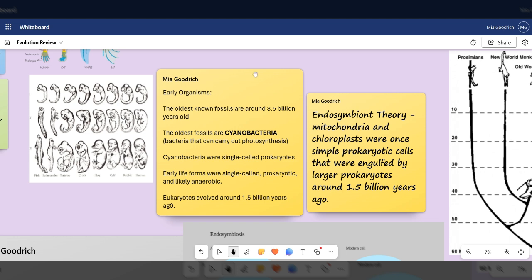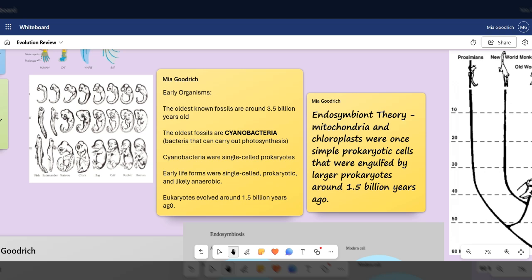So let's start from the beginning. All right, our Earth is over 4.5 billion years old, okay? So if you're 14, 15, 16, your life, in comparison to the age of the earth, is less than the blink of an eye, half of a blink of an eye. Okay? The earth is billions of years old. The oldest known fossils that we have are around 3.5 billion years old.